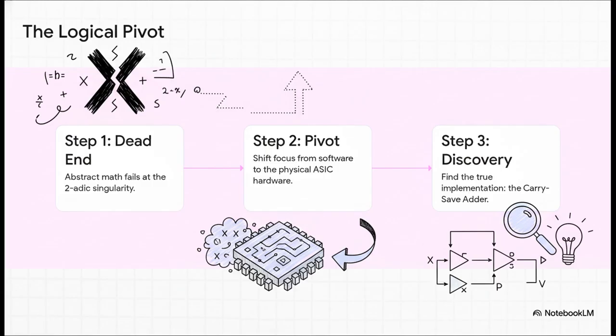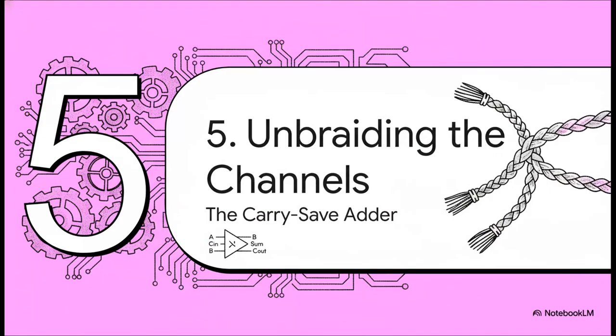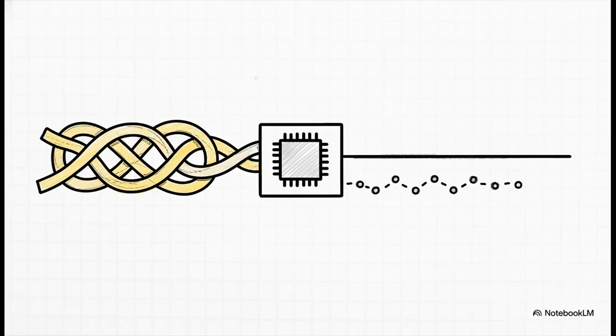In the real world, on the chip, it's done with something called a carry-save adder. So let's dig into that, because looking at the hardware completely changes the game. This jump from software to silicon is what finally lets us unbraid those two worlds that SHA-256 tangled together. Okay, this right here, this is the big aha moment.